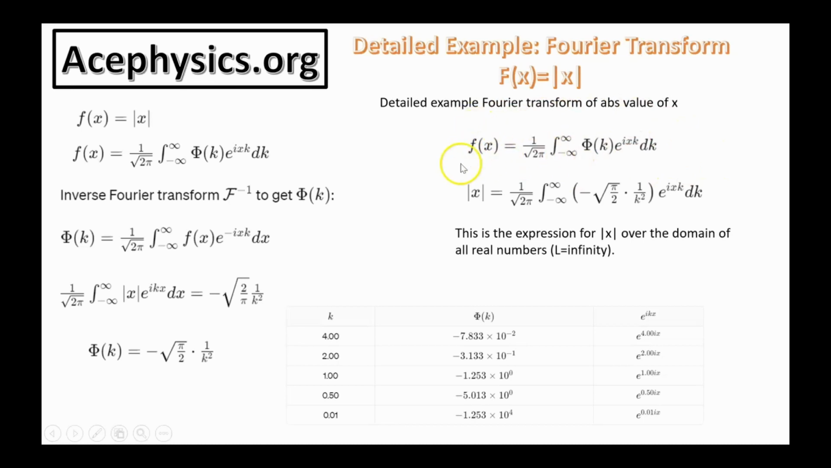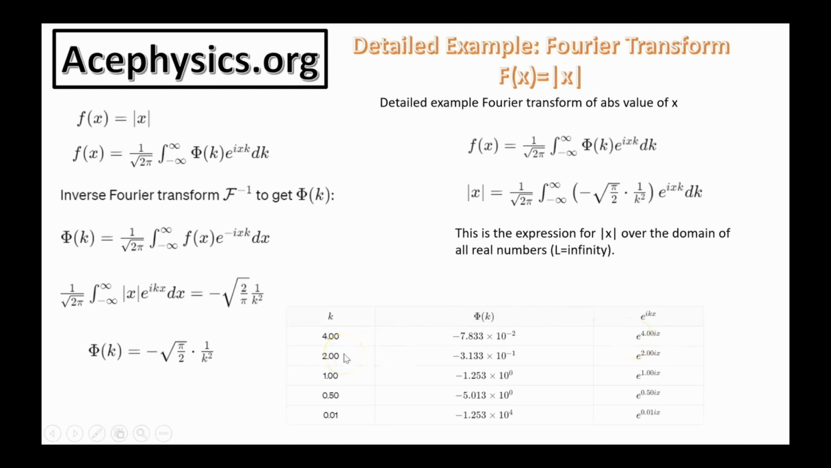And if we want to replace f of x with the absolute value of x, then phi of k has to be replaced with this function. This is an expression for the absolute value of x over the domain of all real numbers. L is equal to infinity. So for example, if k is equal to 4, you replace k with 4, and then the complex exponential is e to the i 4x. And if you put 4 into this function, then this is related to how much of this complex exponential is in the sum of the absolute value of x.